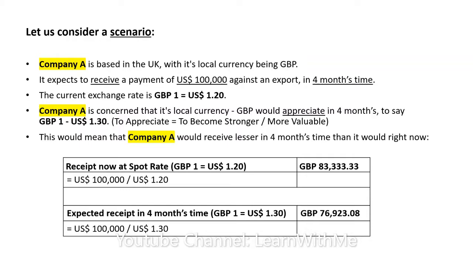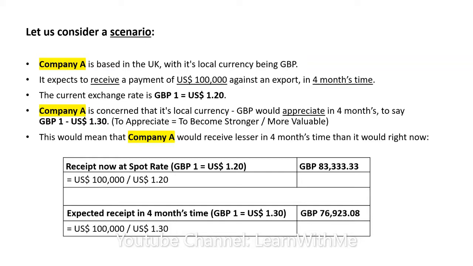Now the company, as an exporter, is concerned that its local currency would appreciate in 4 months' time. To appreciate means to become stronger, to become more valuable. And the company expects that the future 4-month exchange rate would be GBP1 is equal to US dollars 1.30. So why is this a matter of concern for the company?